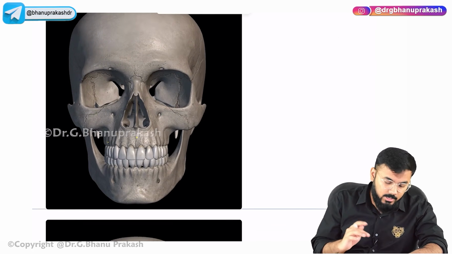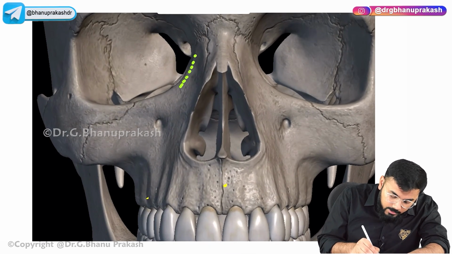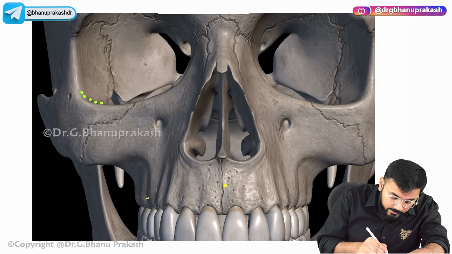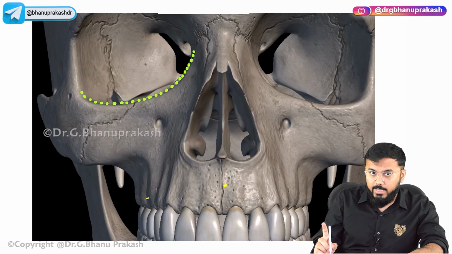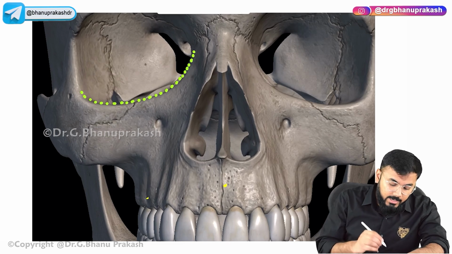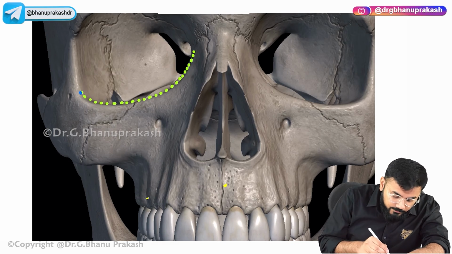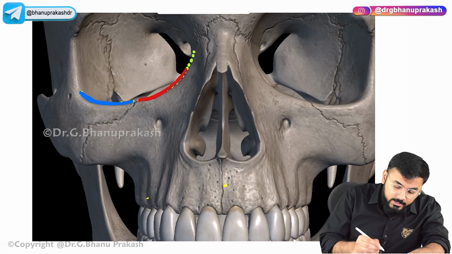what are the important things you can see? See, this entirely is your infraorbital margin. You see, from here all the way I am drawing the dotted lines. This entirely is your infraorbital margin. If you carefully look at the infraorbital margin, it is formed by two bones. See, from here all the way till here there is one bone, and from here all the way till here you have got another bone. So what are these two bones?